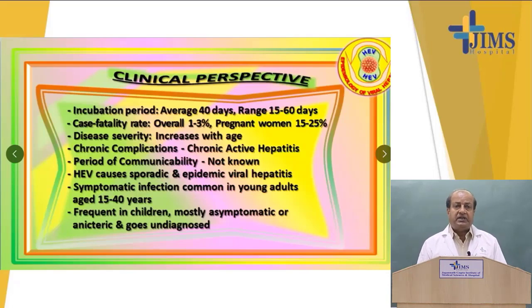As I have already said, hepatitis E virus causes sporadic and epidemic viral hepatitis. Symptomatic infections are more common among young adults of 15 to 40 years age group, those who are economically active. However, the disease is also common in children, but in most cases in children, the disease is asymptomatic and anicteric, and therefore often goes undiagnosed and unnoticed.